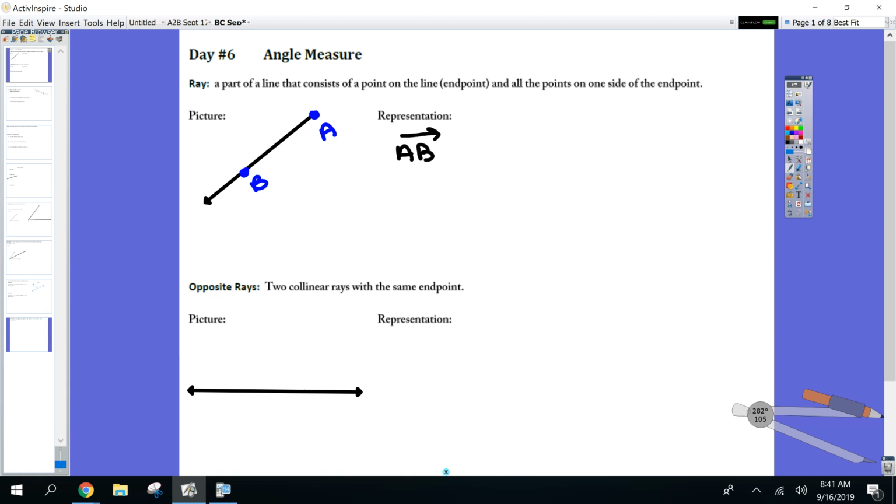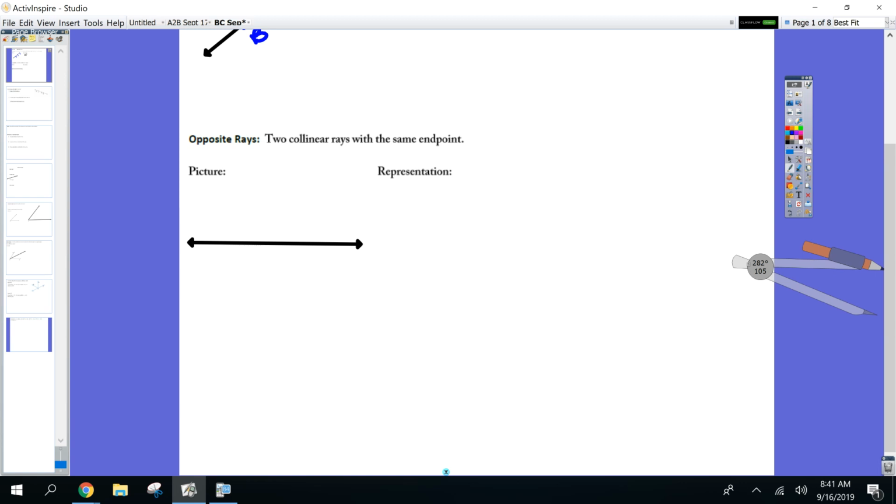Now, just to show you guys, if I put a C somewhere, could I name this ray AC? Absolutely. All right, the endpoint has to come first, though. Okay, all good. All right, so if I have a ray, I can have what's called opposite rays. Two, we've seen this word before. Collinear, on the same line. Two rays on the same line, but they have to have the same endpoint. All right, so I drew a line up here. I'm going to put point F here, point H here, and point G here.